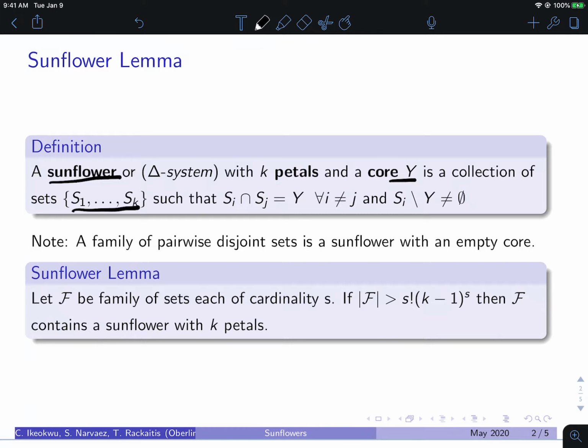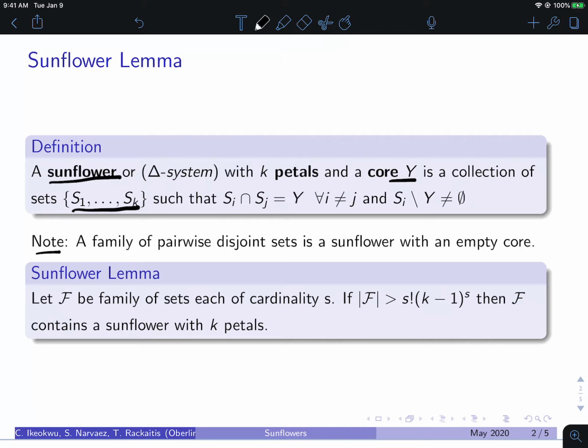And so if we take away the core from these sets, we still have to have other things in the sets. So these sets have to be things beside the core, but they all have to pairwise intersect to be the core. And note, any family of pairwise disjoint sets is a sunflower with an empty core. The core is the empty set.